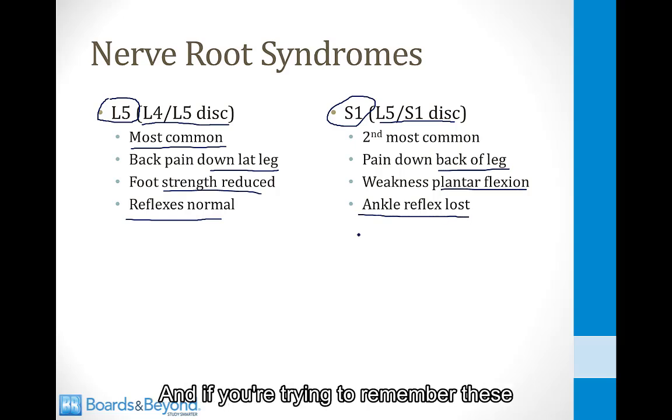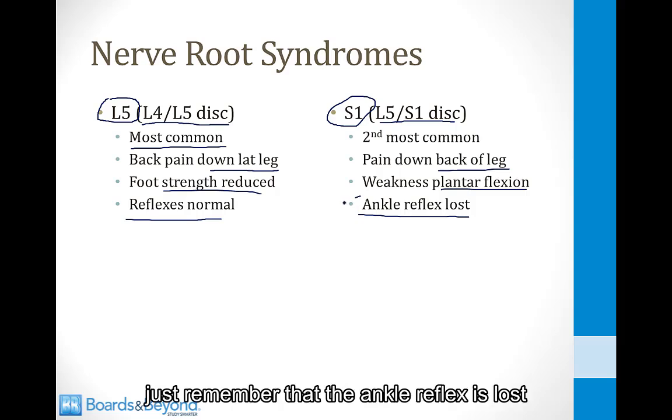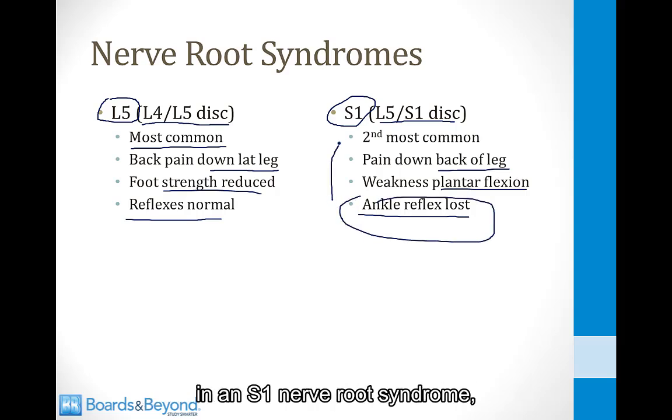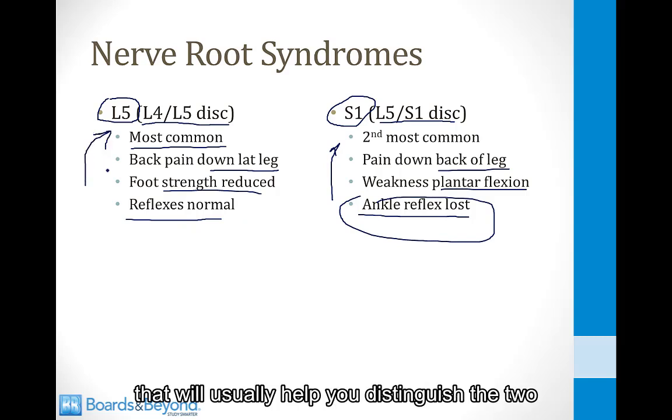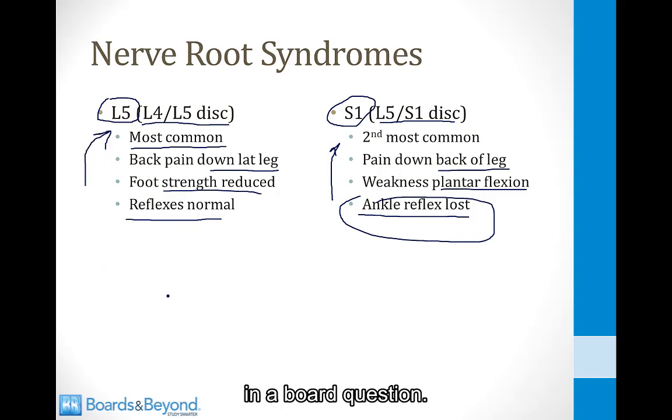And importantly, the ankle reflex is lost. And if you're trying to remember these for Step 1 of your boards, just remember that the ankle reflex is lost in an S1 nerve root syndrome. The reflexes are normal in the L5 syndrome. That will usually help you distinguish the two in a board question.